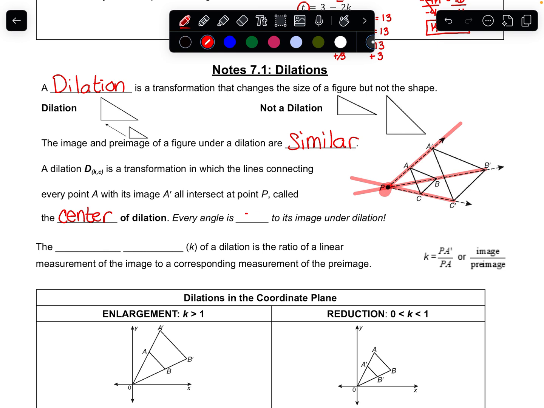Every angle is going to be congruent to its image under a dilation. All the angles are going to stay the same. It's just the side lengths that change.